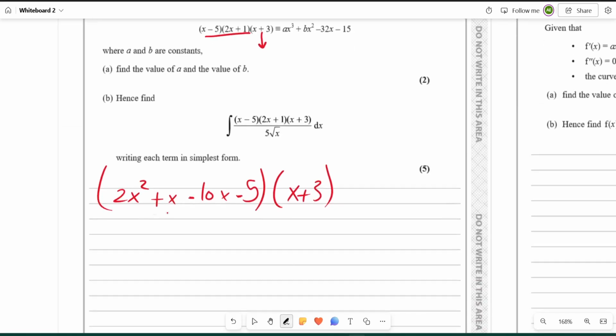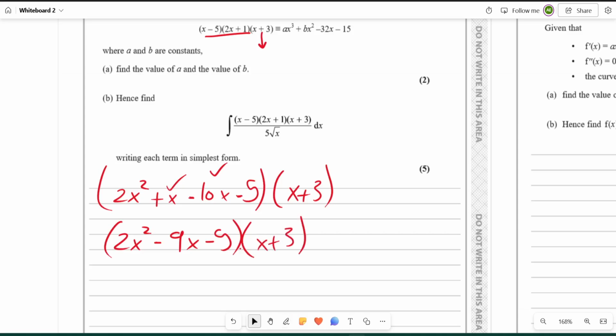Now, let me simplify this bracket. Let's see if I have any like terms. x minus 10x, that's going to be minus 9x. So let me write 2x squared, minus 9x, minus 5, and then all multiplying by x plus 3.